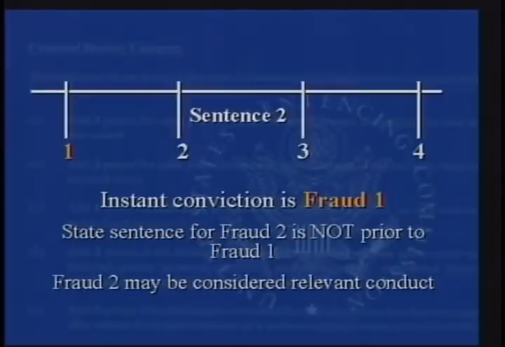But Application Note 8 tells us that as long as the sentence does not occur before the commission of the instant offense, it may be considered as relevant conduct, provided that it meets the definitions of being part of the same course of conduct or common scheme or plan as the instant offense of conviction. And if it qualifies as relevant conduct, it's very important to remember that we cannot then assess criminal history points to it later on in Chapter 4 when we're going through the guidelines manual.